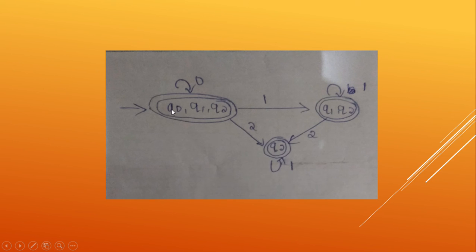Here, this Q0, Q1, Q2 will be the starting state, and all the states will be final states because they are accepting the input symbols. So all the states will be final states.